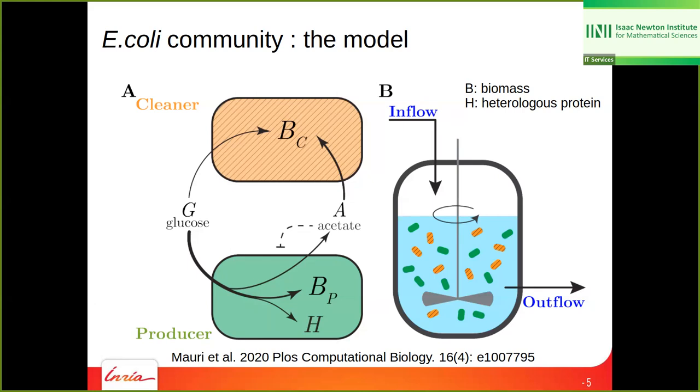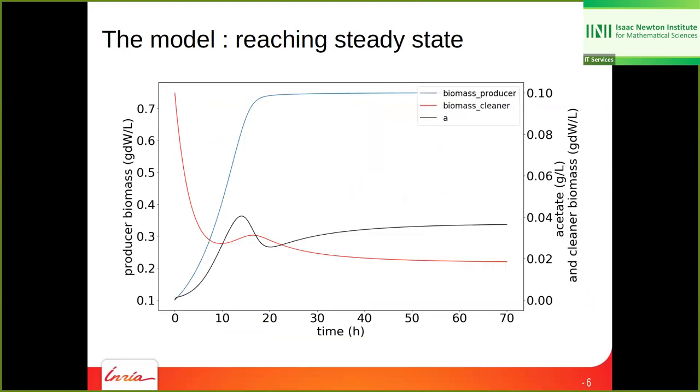So what we did in the model was to vary the dilution rate. So the dilution rate is basically the inflow with respect to the reactor volume. So the results you get are first just the dynamics of the producer over time. And so you see that the producer biomass increases and then the cleaner biomass decreases but also reaches a steady state, and there's some acetate also at the end.